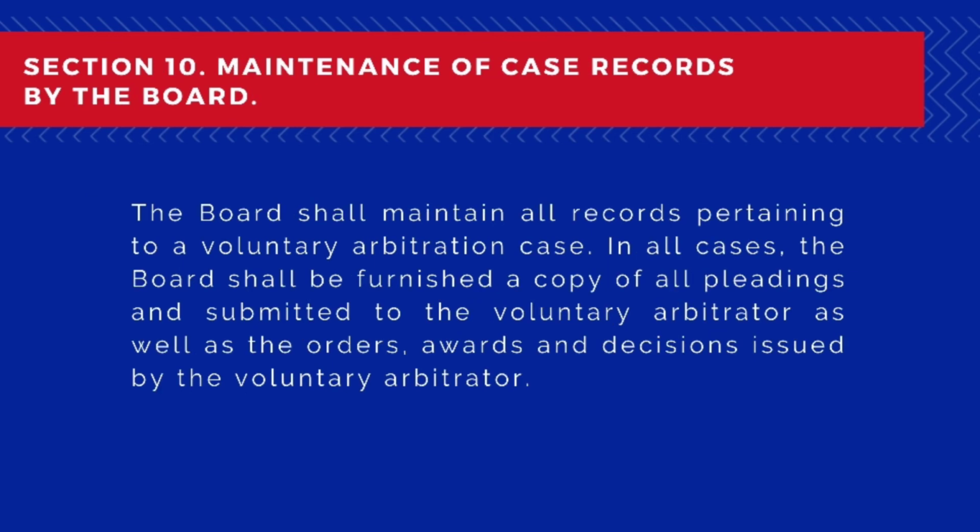Section 10. Maintenance of case records by the Board. The Board shall maintain all records pertaining to a voluntary arbitration case. In all cases, the Board shall be furnished a copy of all pleadings submitted to the voluntary arbitrator, as well as the orders, awards and decisions issued by the voluntary arbitrator.